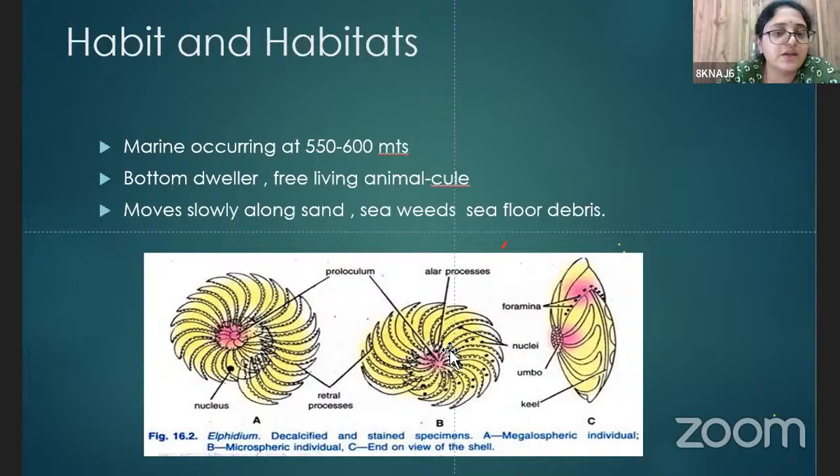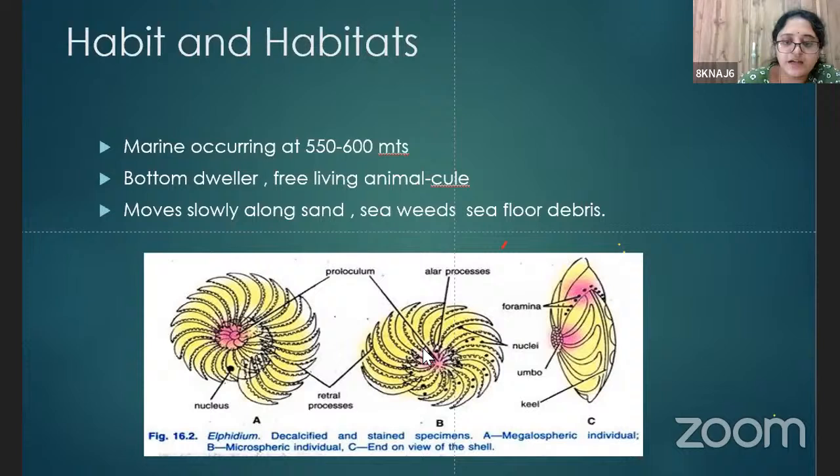And Elphidium shows dimorphism, that is, there are two distinct forms. One is a microspheric form and one is a megalospheric form. Differences exhibited are like this. See, this is the megalospheric form. This is the microspheric form. So this is less abundant, in fact, and it is smaller in size.